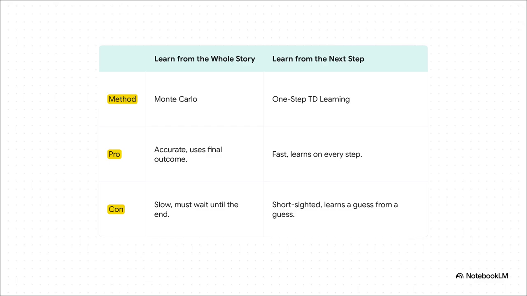Then on the other side, you've got the next step approach, or one-step TD learning. This one is crazy fast. It learns after every single move. But here's the catch. It's short-sighted. You're basically updating a guess based on another guess, which can be pretty unreliable.